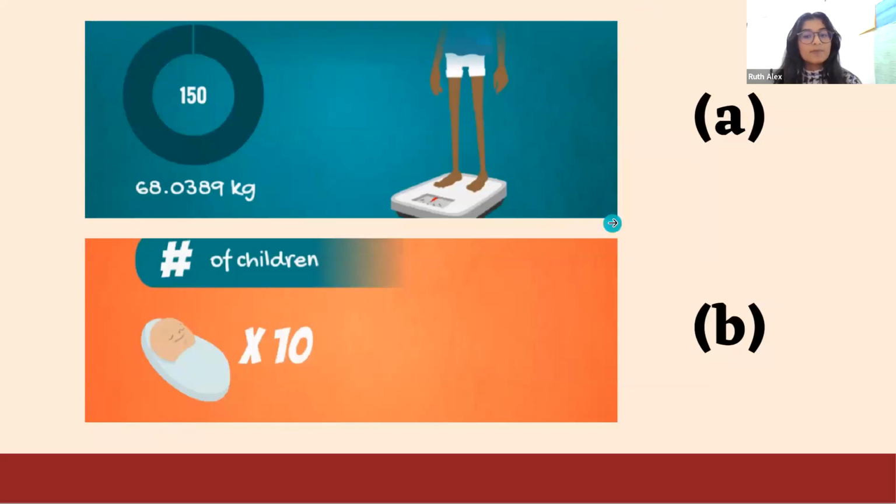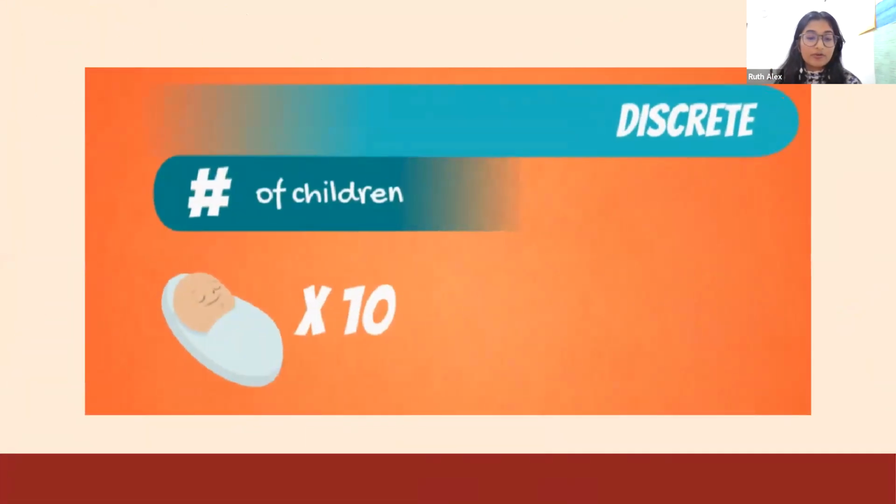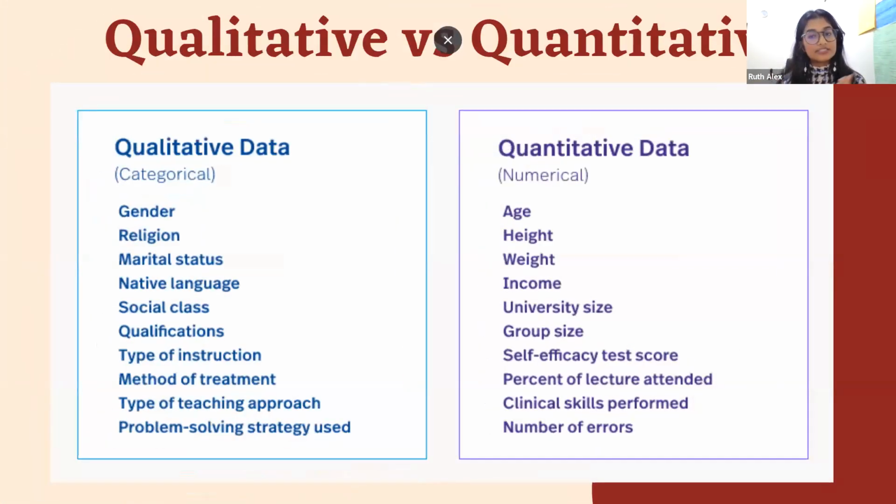Okay, perfect. A is continuous and B is discrete. So weight, you're never only 68 kg. You will always have that point unless your weighing machine is broken. So weight is a continuous variable. If you ever do your research, you know that weight has to be continuous. And number of children, you're never going to have 10.5 children. So that's discrete. So we've gone through qualitative and quantitative.